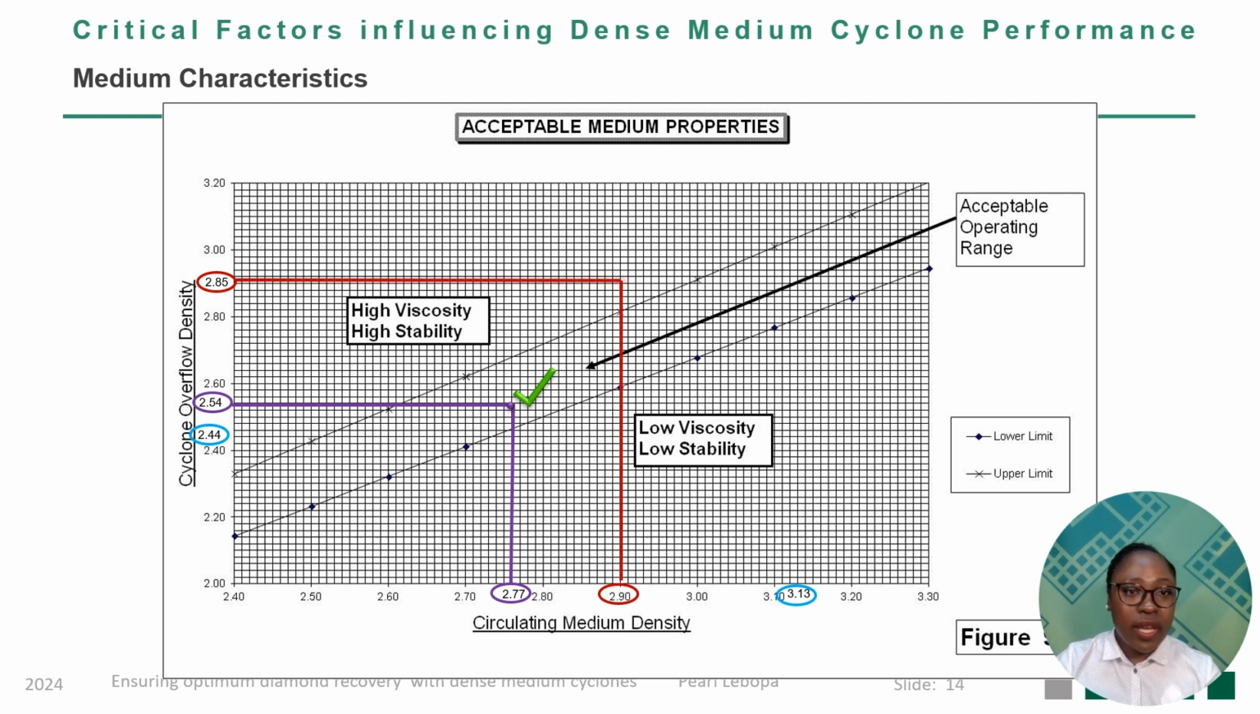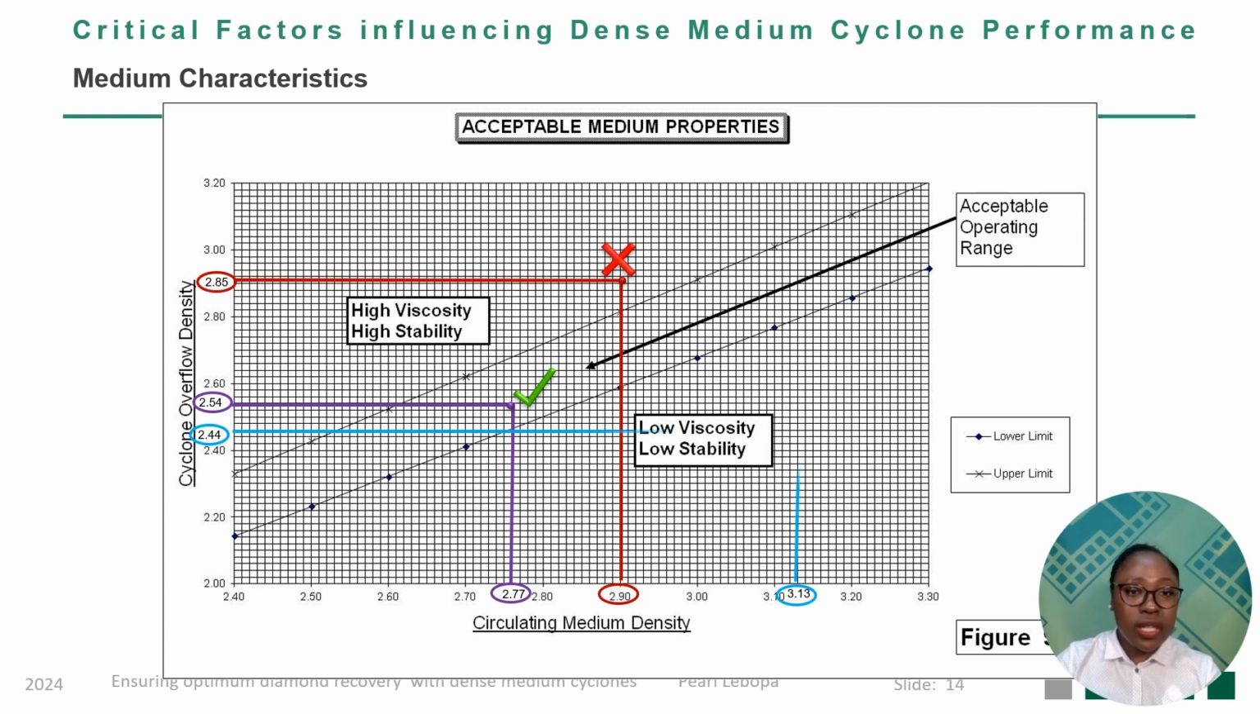Moving on to the second scenario, where you have, for example, a feed density of 2.9 and an overflow of 2.85, you can see that the differentials are sitting above the 12%, which gives you an indication that your medium has high viscosity. That's how it is unstable. I beg your pardon, it is unstable.